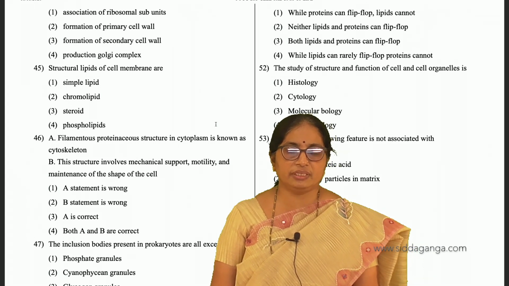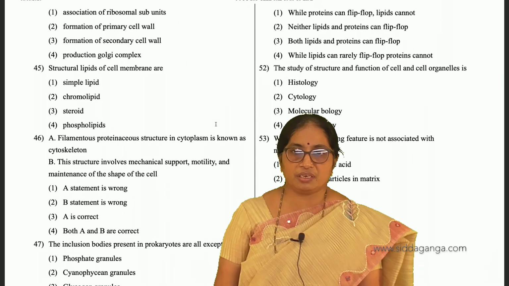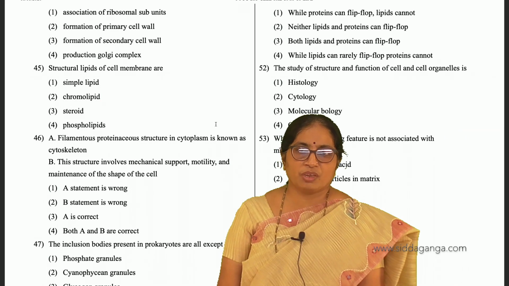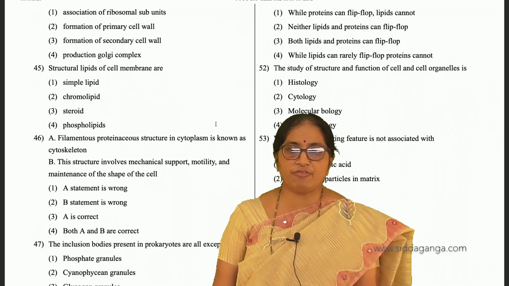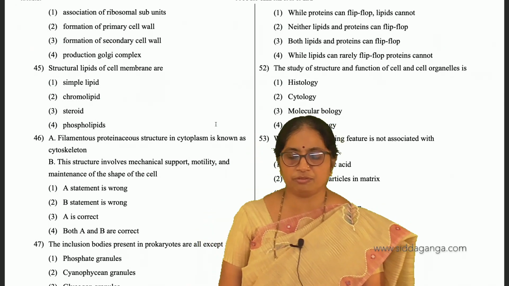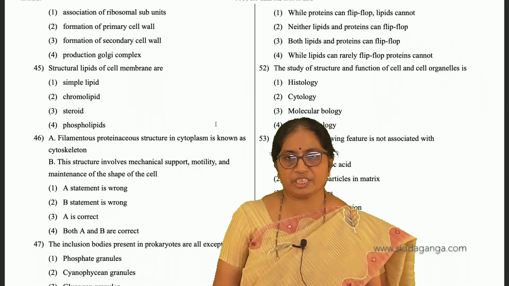We have the fluid mosaic model where proteins act as the tunnels. So option 4 is the right answer. There are tunnel proteins on the plasma membrane. Lipids can rarely flip-flop but not the proteins. Proteins can only be transported with the help of the tunnel proteins. So, next question.